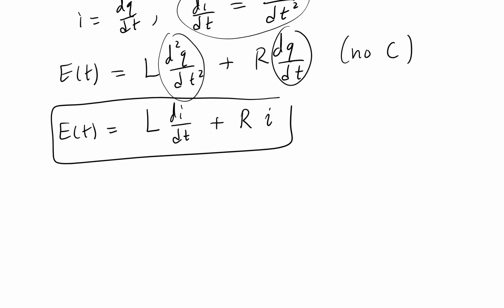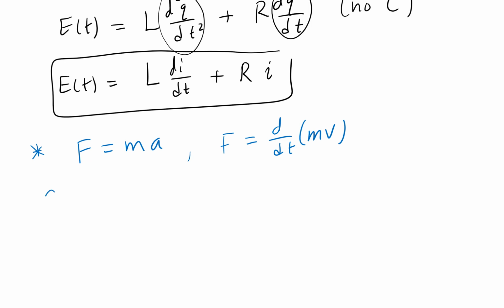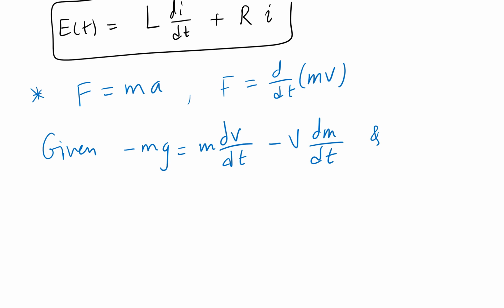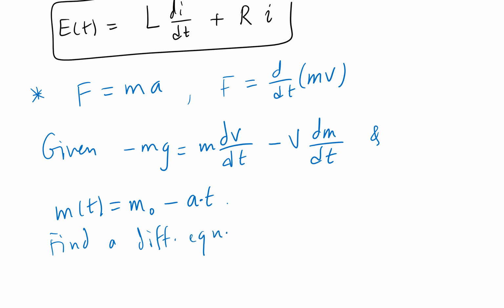Another slightly different kind of example. Let's say we know that F equals m times a, that one we went over earlier, and also F is the derivative with respect to t of m times v. It's given that negative mg equals m dv/dt minus v dm/dt, and m of t is m0 minus a times t. We would like to find a differential equation for v.